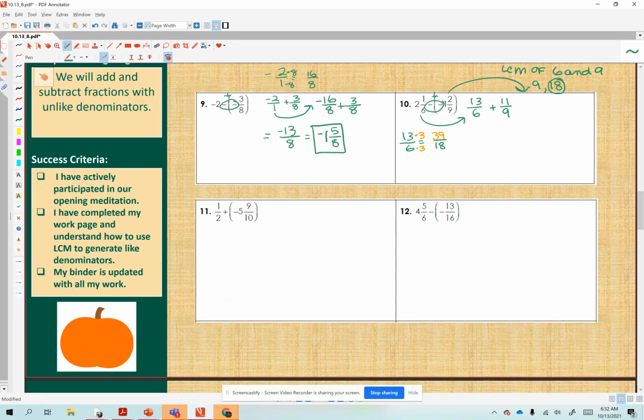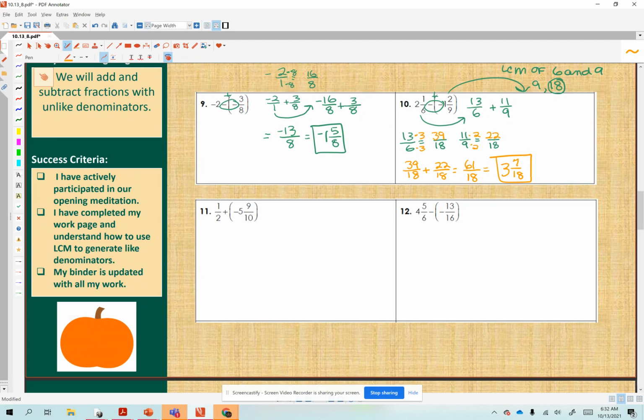And when I convert 11 ninths to 18ths, I multiply both the numerator and the denominator by 2, which means my numerator will be 22. So my new problem will be 39 18ths plus 22 18ths, which adds up to 61 18ths. And when I divide 61 by 18, it goes in there 3 times with 7 18ths left over, which is our final answer.